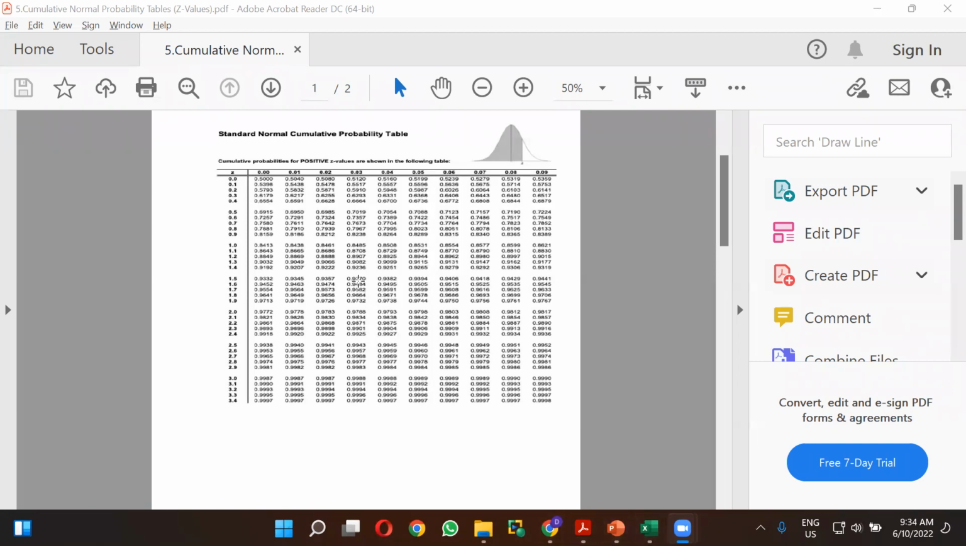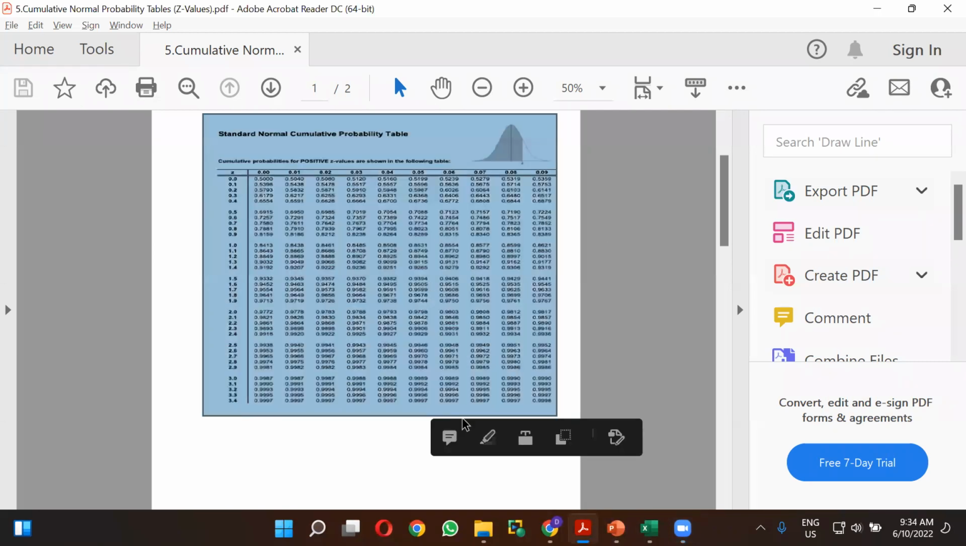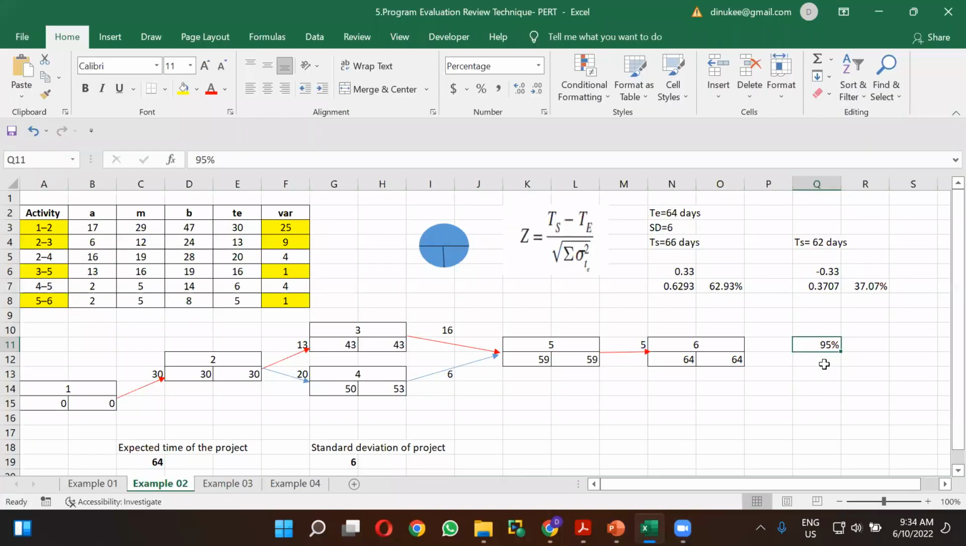So I have taken this 1.64 plus 1.65. I will explain that. You have to take 1.64 plus 1.65 and take the average, because we are not going to get the exact value for the 95. Therefore, you have to take the two values, get the summation and divide it by 2. So it is 1.645.